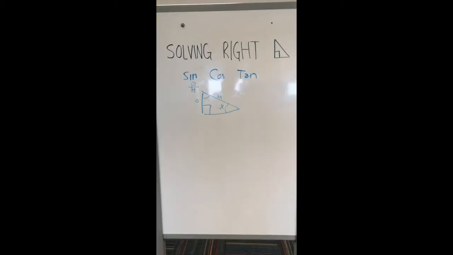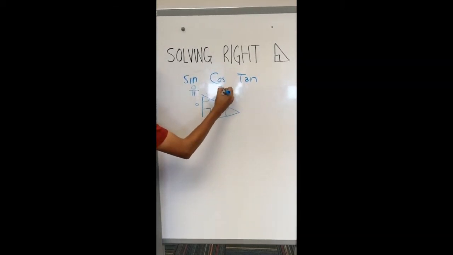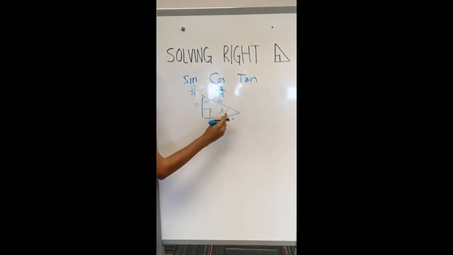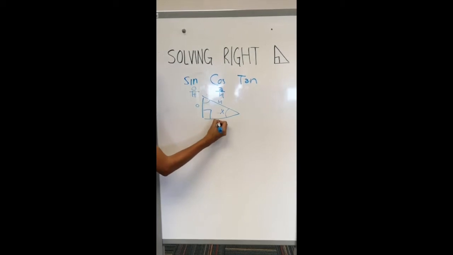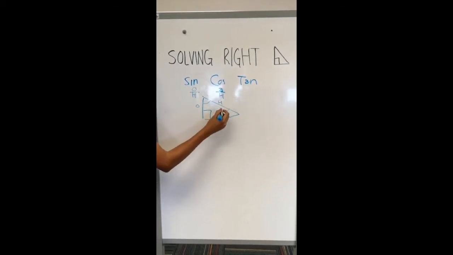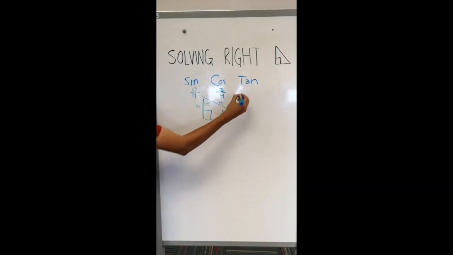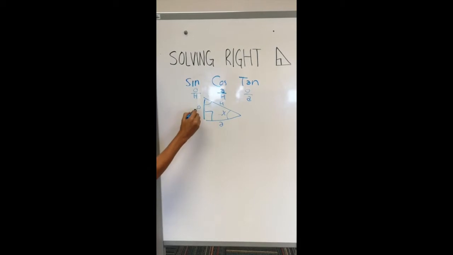Then cos is adjacent over hypotenuse. In this case, where we're using this angle, our adjacent side will be this one. That is the one that is next to the angle and our hypotenuse. And tan is opposite over adjacent. So it will be this over this.